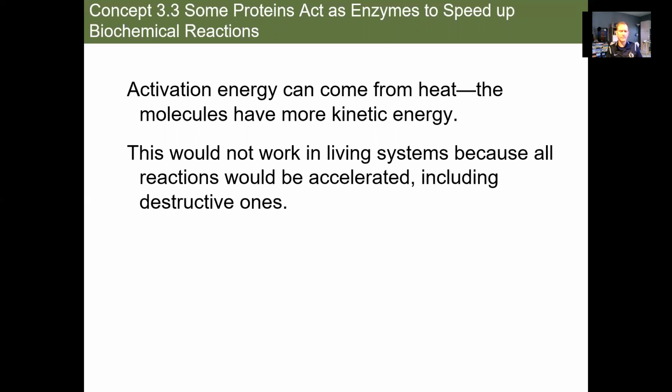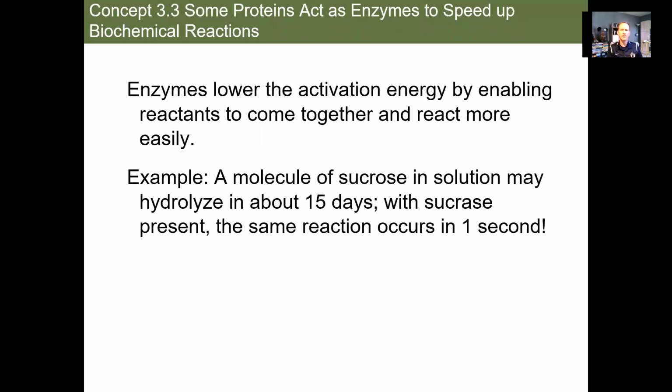So life's way of getting around that, by God's design, I give it credit. Evolution would say basically that these are chemical accidents. But basically, the answer is we have to use enzymes. Enzymes lower the activation energy by enabling reactants to come together. They bring materials together and react, or they will take a material and break it, or something else more complicated. For every reaction, there's an enzyme.